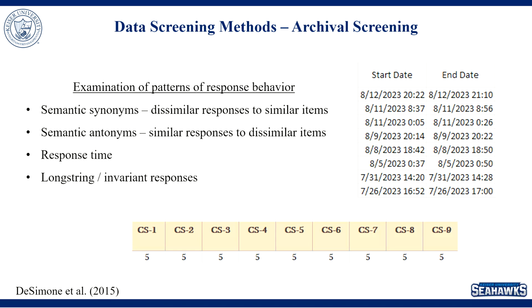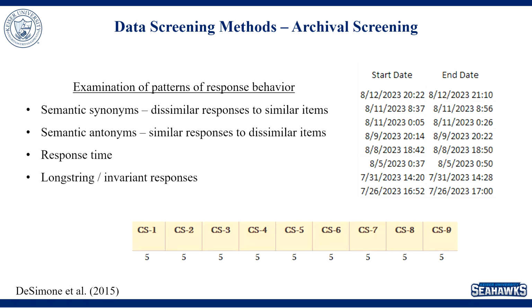Semantic antonyms is where you have similar responses to dissimilar items. So for example, on that same measure of stress, suppose a couple of those items are reverse scored. In other words, you would get maybe 3 items where a high score would be high stress, and 2 items where a low score would be high stress. They're reversed. And so if they're all similar, but they're dissimilar items, then you know that it's perhaps unreliable data.